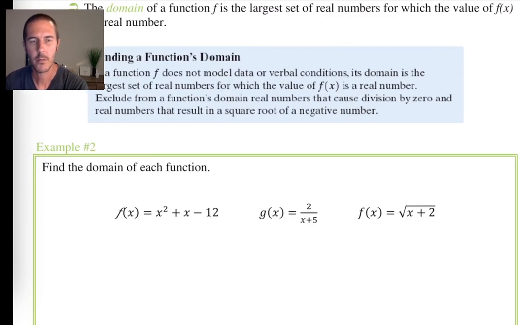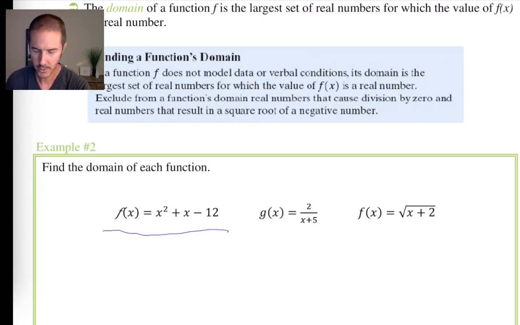Some of the most frequently worked with types of functions that we see as we build these composite functions are polynomial functions, like this one here. And the domain of a polynomial function is all real numbers. There are no restrictions on the values that you can plug into a polynomial function.